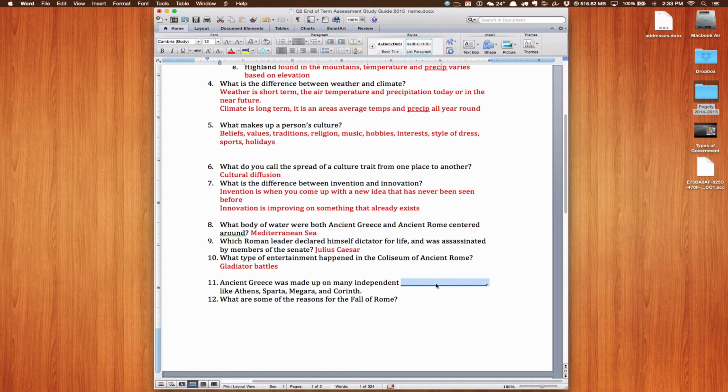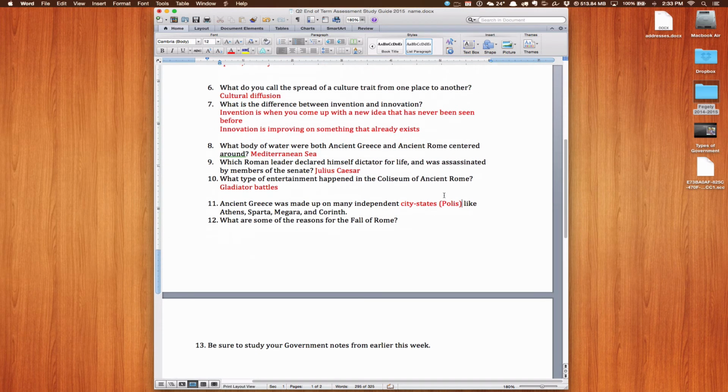Ancient Greece was made up of many independent city-states, which the Greeks called polises, like Athens, Sparta, Megara, and Corinth. We've talked about how ancient Greece wasn't one united empire. It was a number of individual city-states who all thought they were superior to each other, who all fought against each other from time to time.